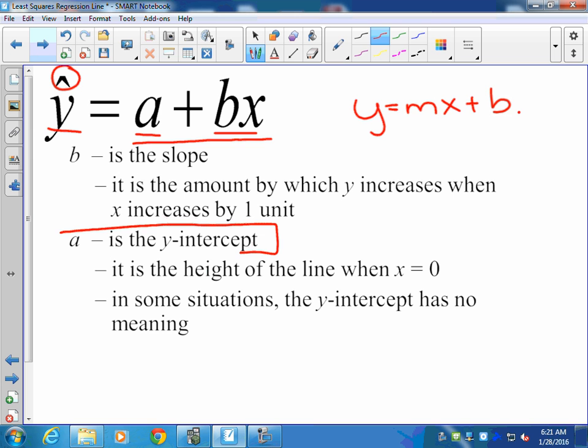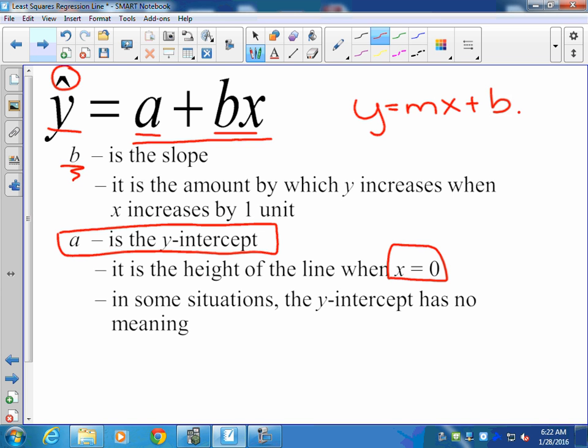What is that a value? The a value is our y-intercept. It's the output value of y when x equals 0. In most of our cases, that's the starting point of our data, when x equals 0. That's why we want to start with that value; it shows us where the line begins.